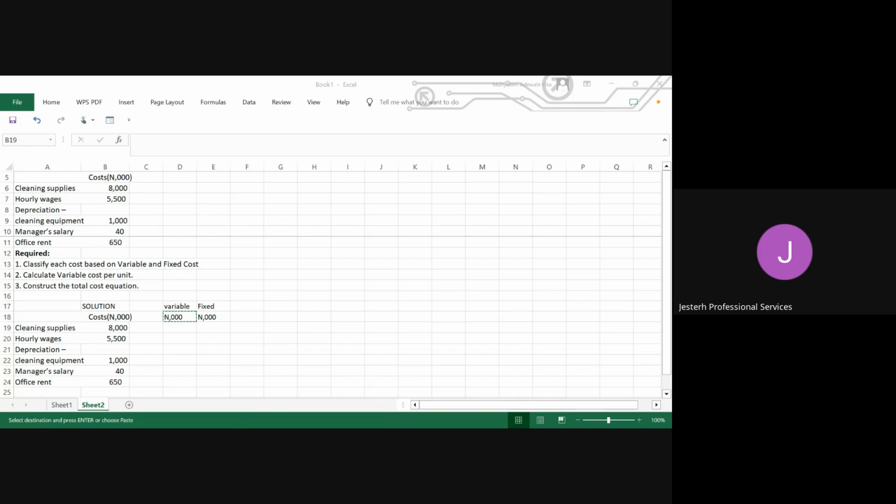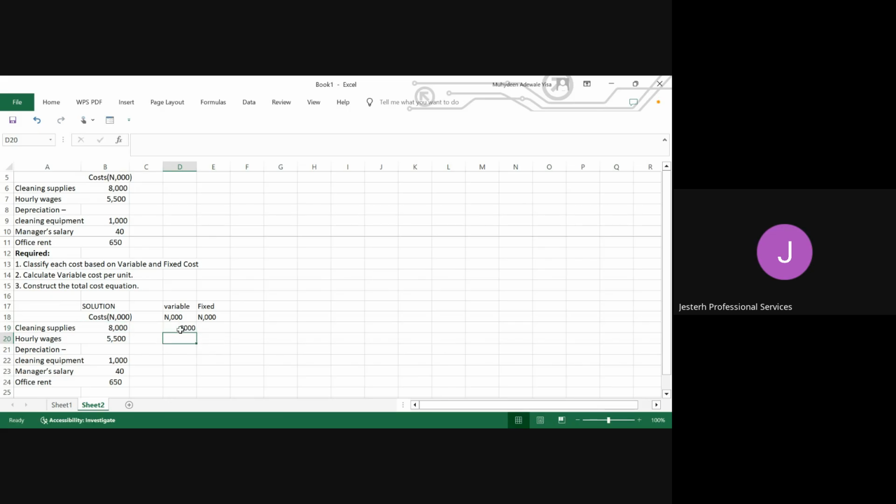All right. Now, cleaning supply is a variable cost. The material that they are using to render the service, because without this material, they won't be able to render the service. And the price of it can change at any time. It's not fixed. So in this aspect, it is variable cost. Why did it not paste? Okay, let me just use my hand to write it, not to waste time.